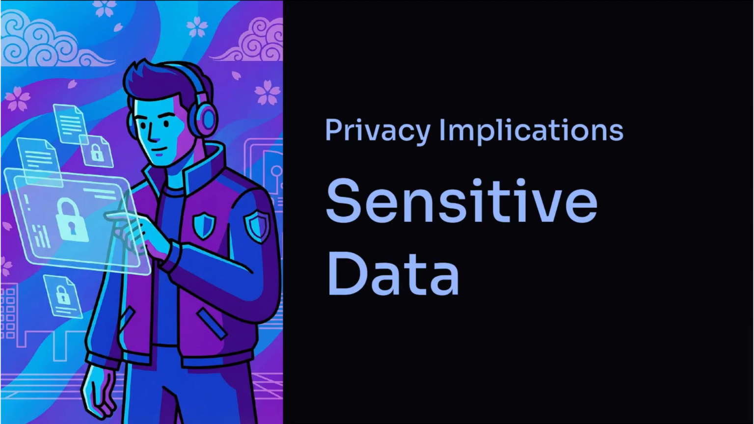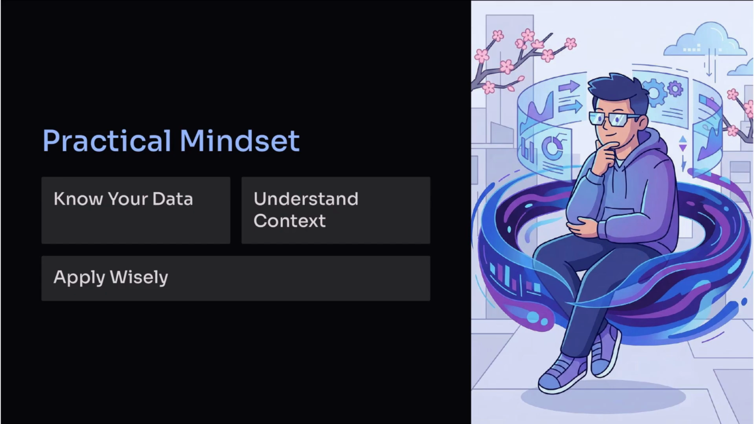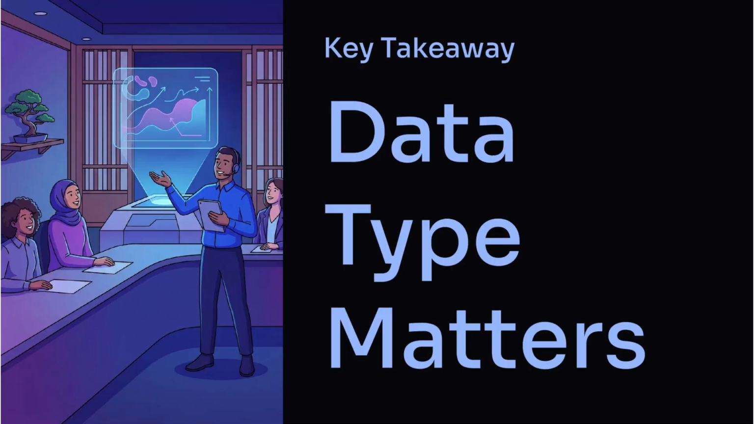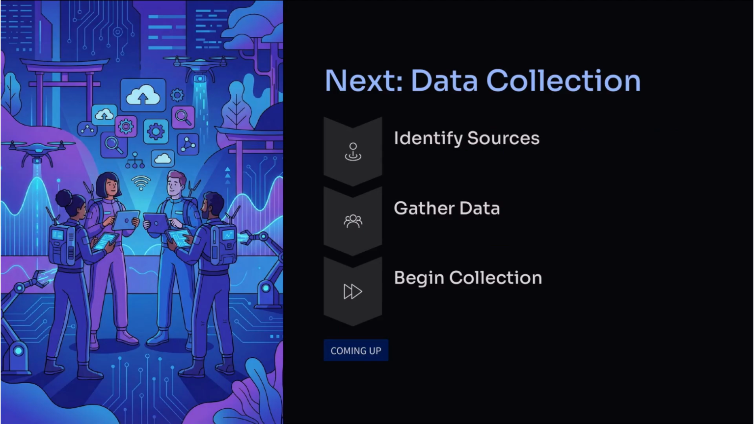A practical mindset begins by understanding data types before choosing models or metrics. Asking what type of data you have is often more important than asking which algorithm to use. The key takeaway is that data type shapes every technical and organizational decision in AI. Understanding data types prepares you for effective data collection and pre-processing. Next, we examine how data is collected and generated, and why those choices shape everything that follows.